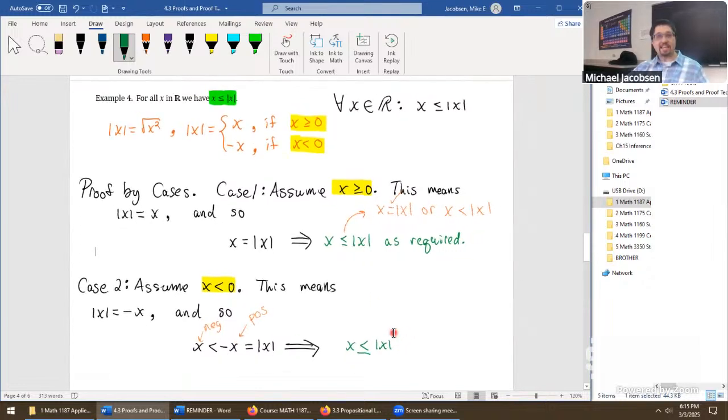So we were able to get to that conclusion for any real number you pick in the set of real number systems. This has been established. It's always true that x is less than or equal to the absolute value of x.